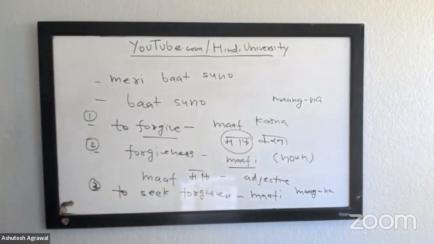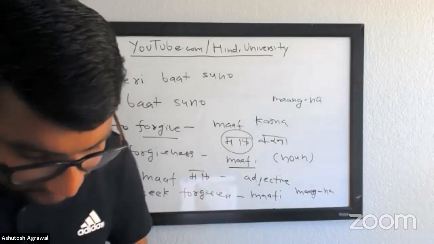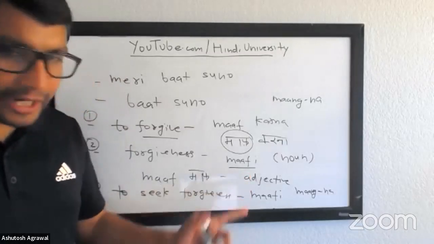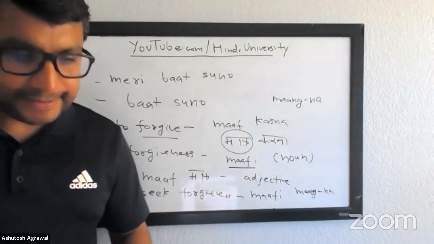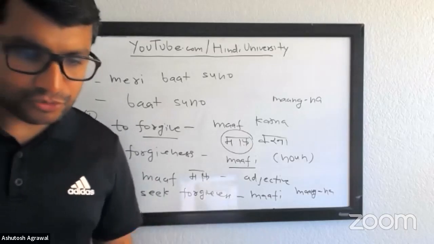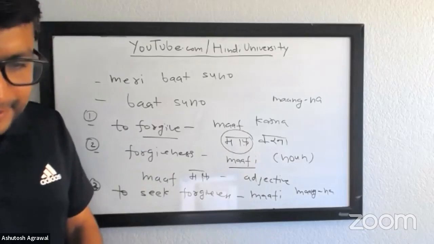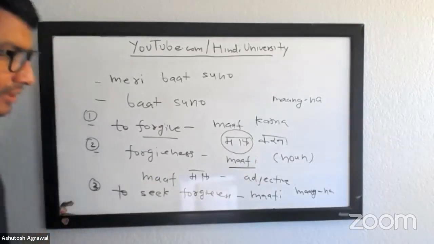To be forgiven, maafi hona then, or does that not exist? Which one, to be forgiven? It's around that only. Once we take a sentence, it'll be much easier for me to translate it. But yes, it's around those only, either maafi mangna, or maafi de dena. Along those lines.